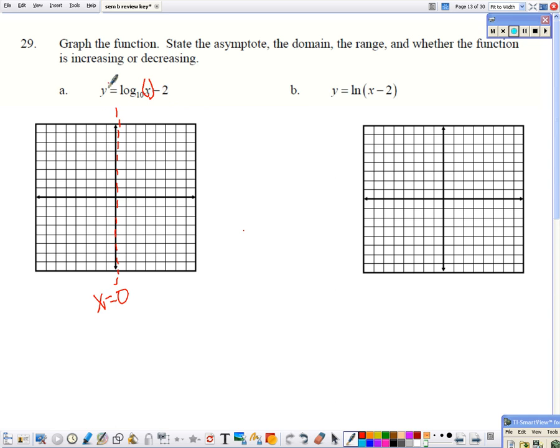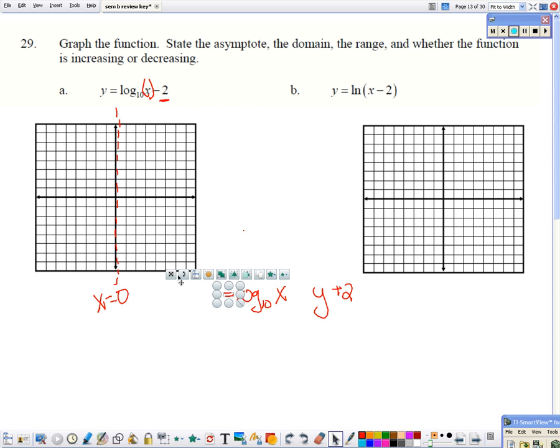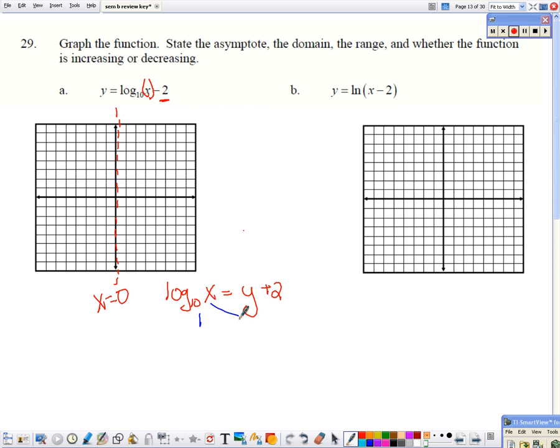I can think of this in exponential form as long as I move the 2 to the other side. So I'm going to rewrite this, and actually, if you like the Roman numeral 9 rule, I'm going to move the y plus 2 to this side, and the equals sign as well. So now that I just switched the sides of my equation, I can use the Roman numeral 9 rule because the log is on the left. So 10 to the y plus 2 equals x.